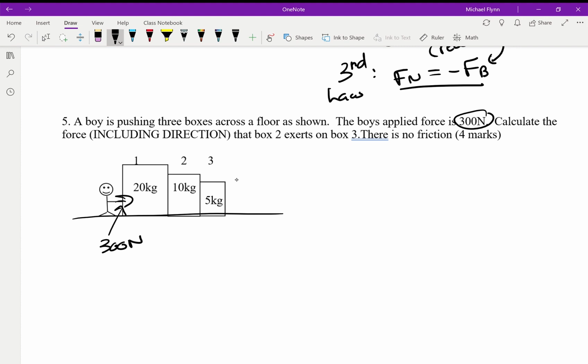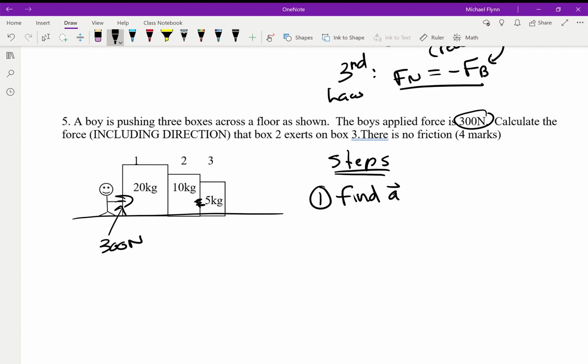Now, some students will say, okay, well, then the force of contact in this area here must also be 300 newtons. Well, that's not true, okay? And you'll see how we do this when we do the question. Now, there's always 2 steps. So your job is to remember what steps we use in a question like this. The first step is, if the question doesn't tell you what the acceleration is, you have to find the acceleration.